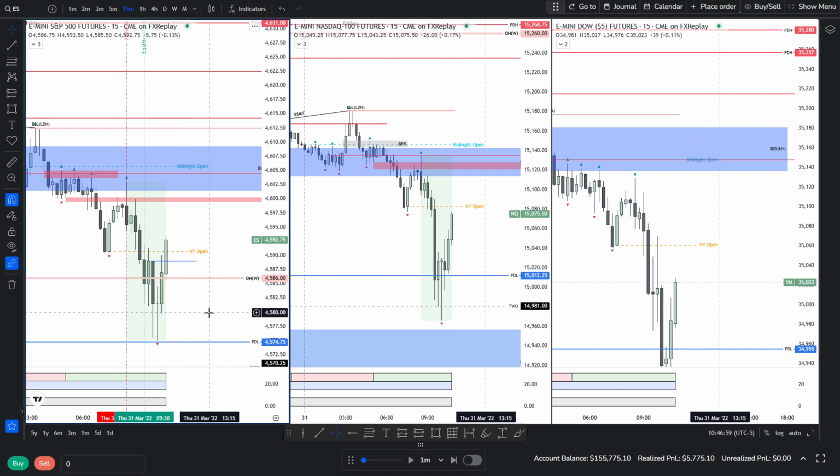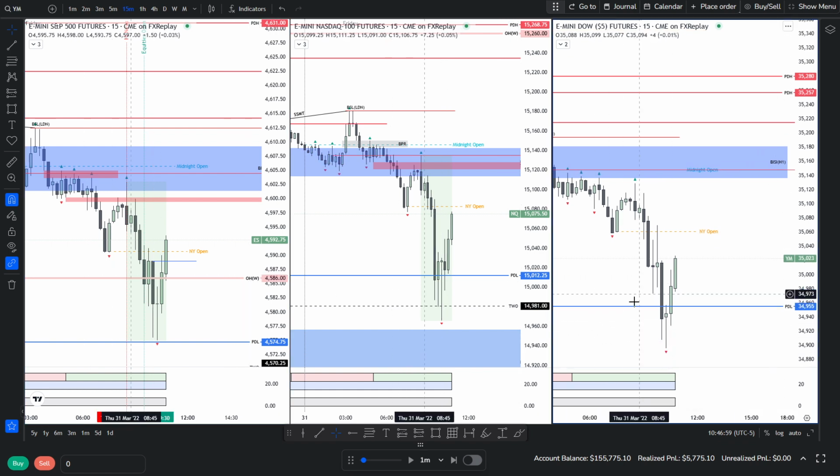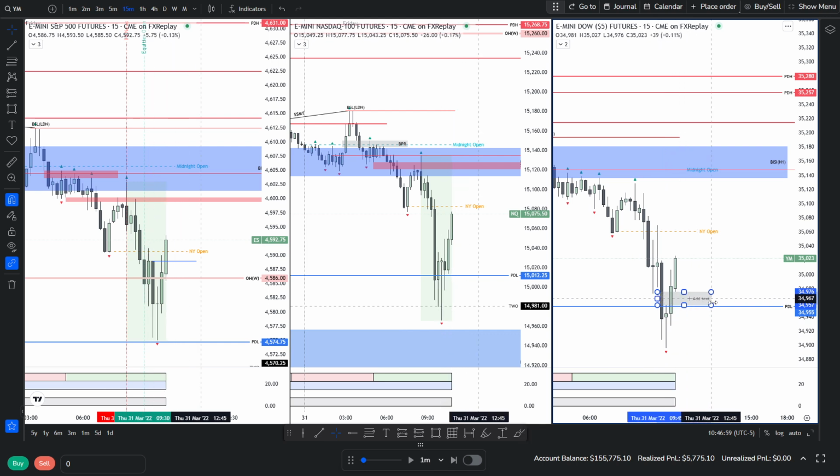It's getting right to the end of this candle here. It is an important candle. That one, that's an important candle. YM's also formed a bullish BPR.